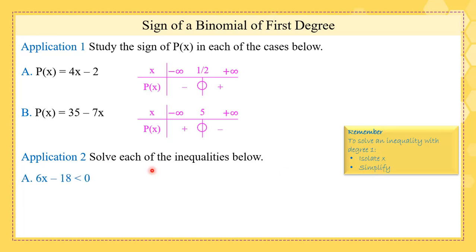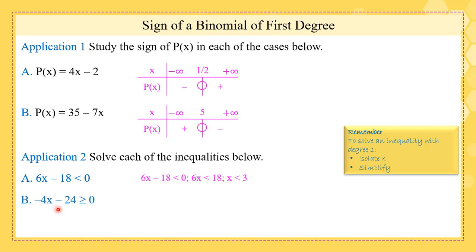Let's see. This is an inequality. We need to solve it. In this case, we isolate x. In other words, we put the x's on one side of the inequality and the numbers on the other side of the inequality. Now, in this case, we have 6x minus 18 is less than 0, so 6x is less than 18, x is less than 3.